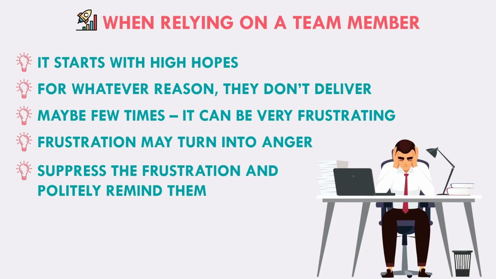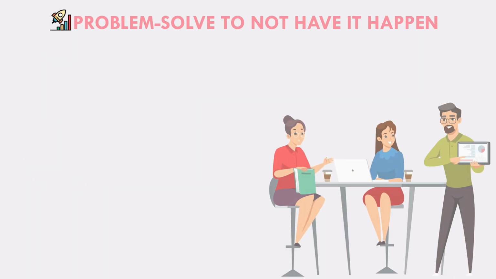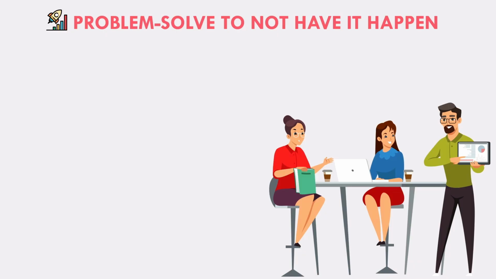What you want to do instead is keep your professional demeanor and politely remind them. And if they're doing this a few times, make sure that you're reminding them more often as the deadline approaches. And in your mind, even though you've had to swallow your anger in this moment, what you really need to do is problem solve so that this doesn't happen again. Now, let me show you what the typical problem solving solutions are for this situation.